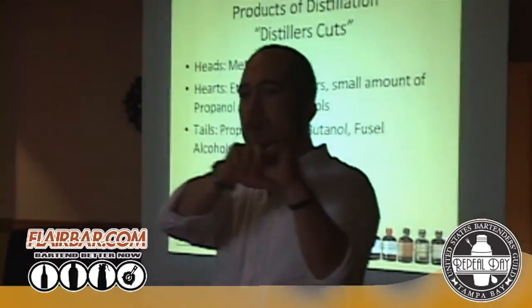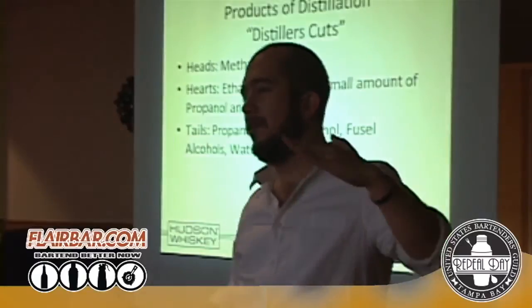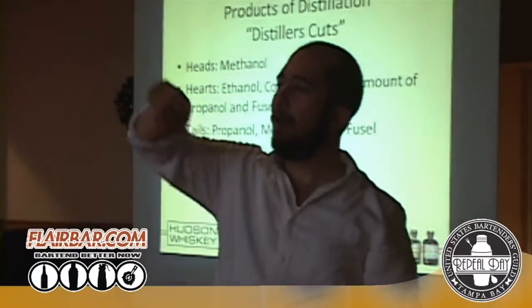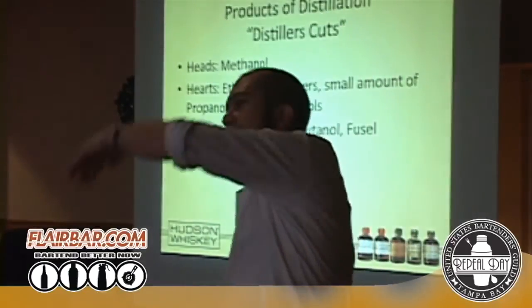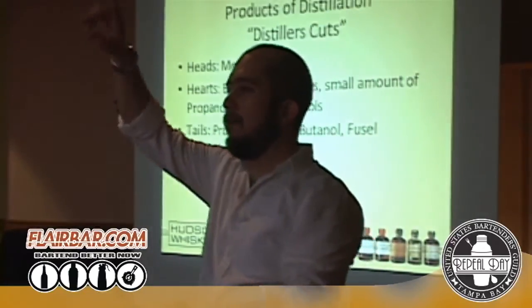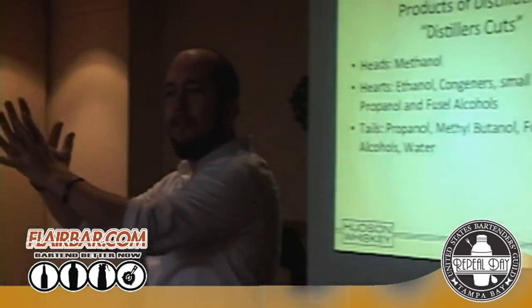If you look at a distillation run on a chart, it looks like a bell curve. As the still gets hotter, you work your way through the bell curve, and the alcohol content drops. So it's basically like this big X over the bell curve. And at the center of the bell curve, the hearts, the ethanol is what we want.